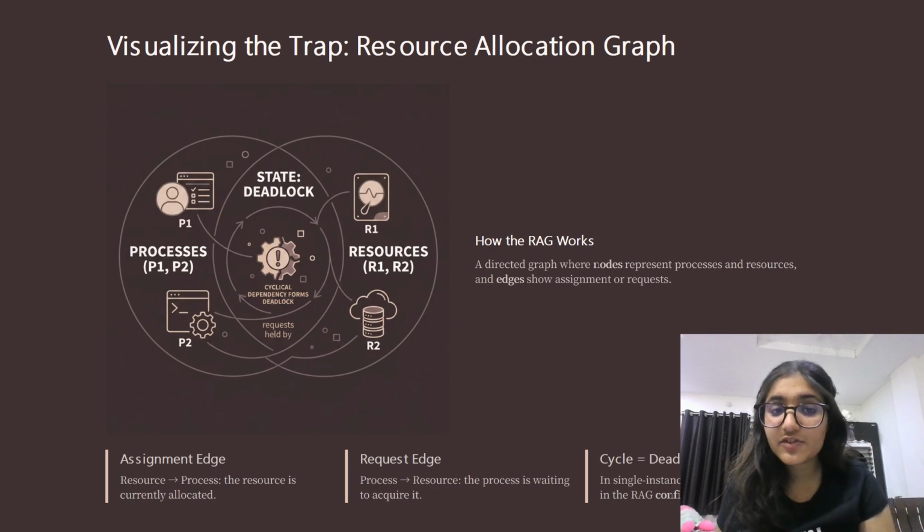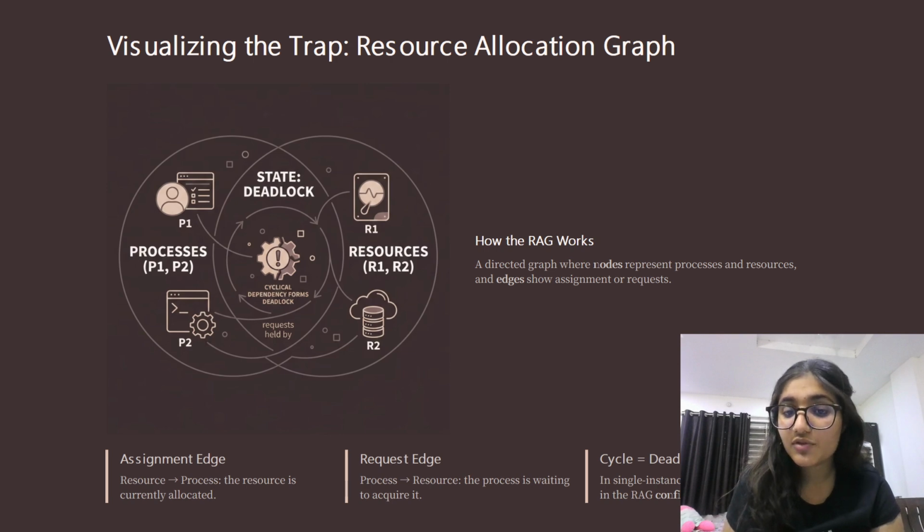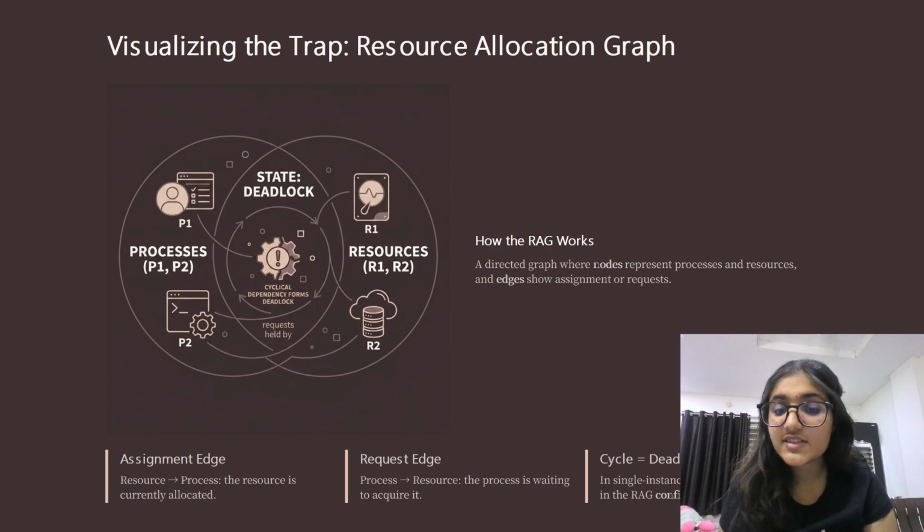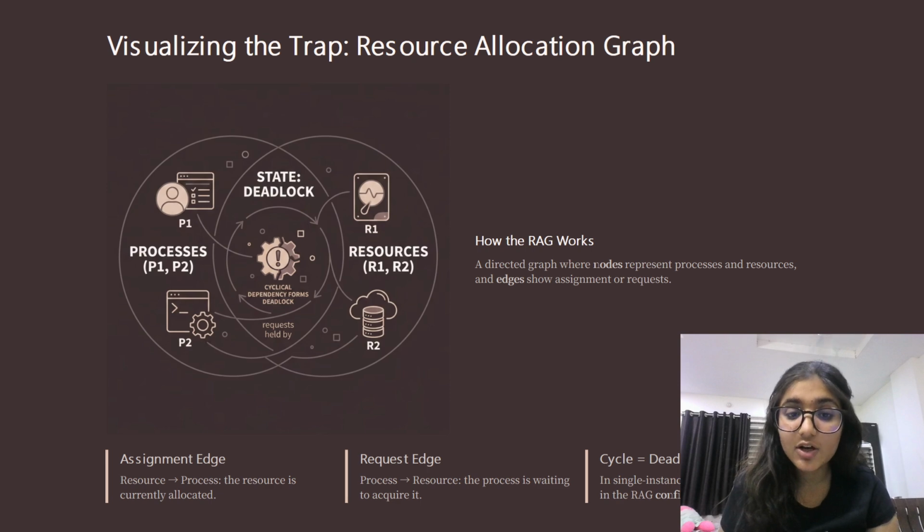Now we will see the visualizing trap. So that is resource allocation graph. How the resource allocation graph works is a directed graph where nodes represent processes and resources and edges show assignment or request. So the assignment edge is from resource to process. The process is currently allocated. The request edge is from process to resource. The process is waiting to acquire it, and the cycle equals deadlock. In a single instance resource system, a cycle in the RAG, that is resource allocation graph, confirms the deadlock. So in this diagram you can see the state is deadlock. Resources are R1 and R2 and the processes are P1 and P2.